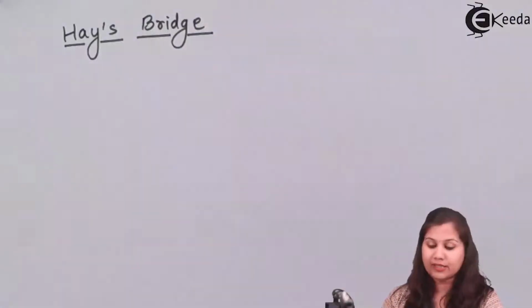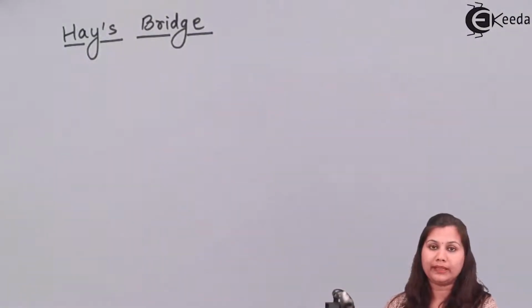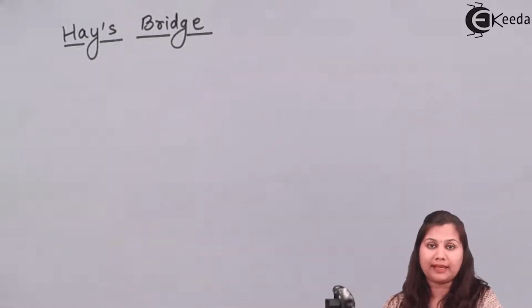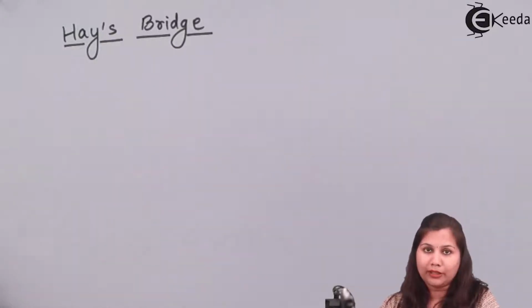So this Hay bridge is named after the scientist who invented it, and it is used for the measurement of self-inductance. As I have said, it is a modification of the Maxwell inductance capacitance bridge, because in the Maxwell bridge the capacitor is connected in series with a resistance, whereas in the Hay bridge the resistance and the capacitor are connected in a parallel combination. That is the only difference between the Hay bridge and the Maxwell inductance capacitance bridge. Both bridges measure the self-inductance in terms of a capacitor.